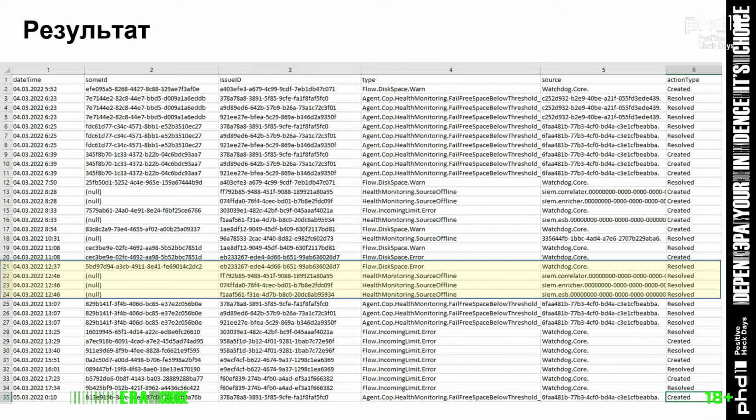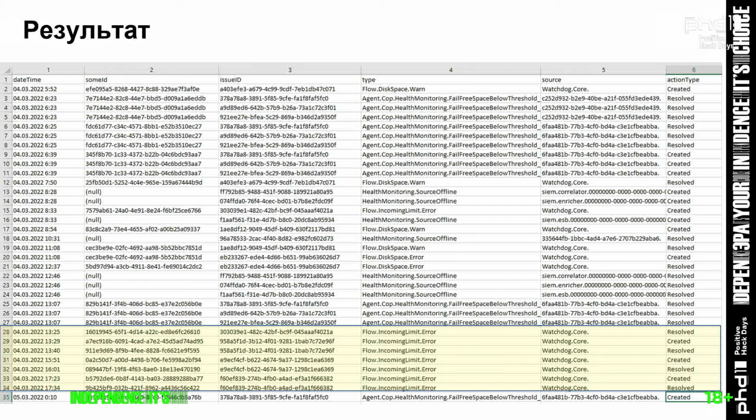At 12:37, life seems to be coming back to normal. Correlator, enricher, and Elasticsearch issues have been resolved. So we see that the system has effectively been down for 4 hours.